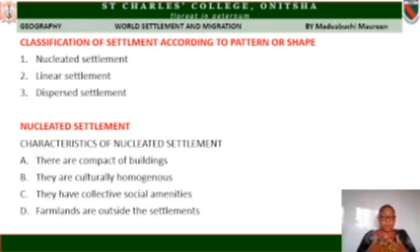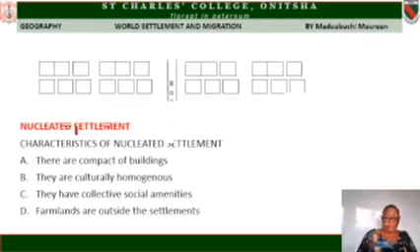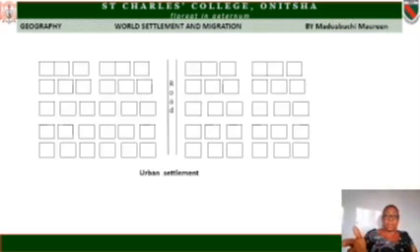They have collective social amenities. Maybe people in this area have one transformer, and the other area has another transformer, or a central school for all of them. 5, farmlands are outside the settlements. You don't have land in urban areas. If you want to farm, you go outside the settlements. This is an example of a nucleated settlement. See how the buildings are close together. The buildings are nucleated in the form of a nucleus.